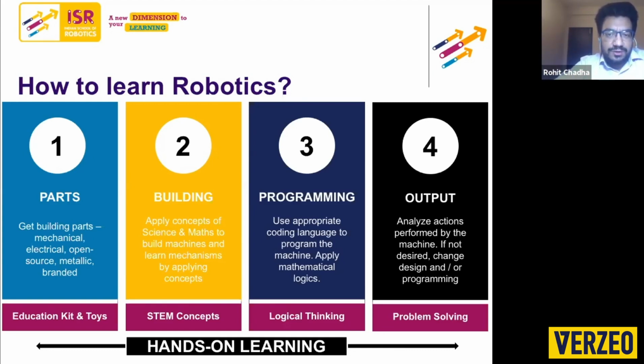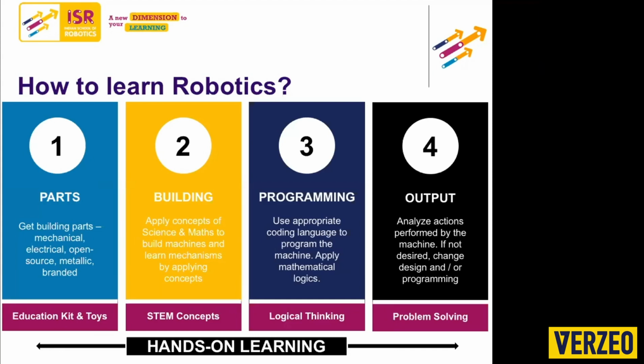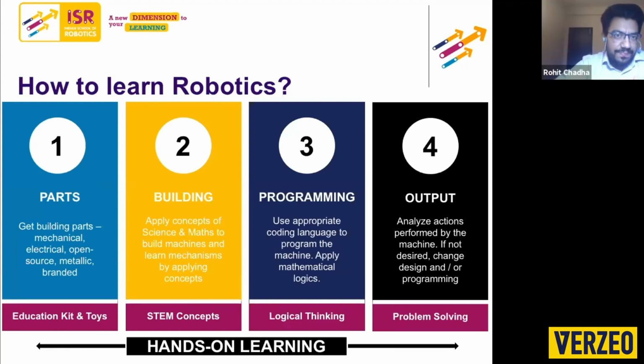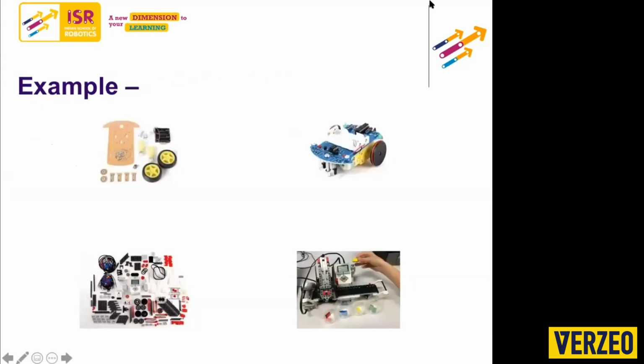And once you have the machine, you need to go to the third step, which is programming. Here you will use logical thinking to make the program. And lastly, the fourth step is analyzing the output. This will involve problem solving if you don't get the result as you desire. So this is a four-step process which you can easily follow at your home to learn robotics: get the parts, build, program, and test the output. Any questions?